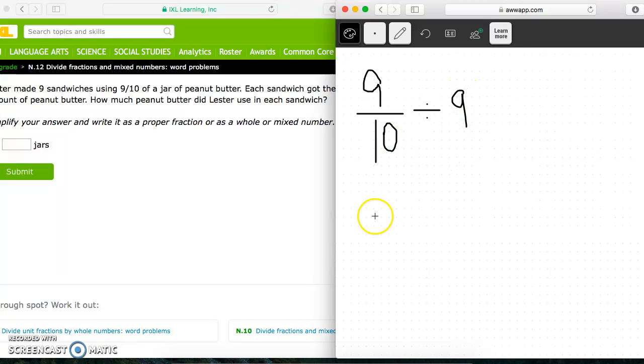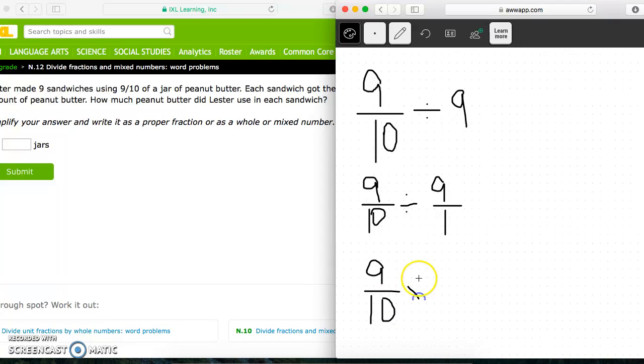Now I'm going to rewrite this first as a division problem using two fractions. So I'm going to rewrite 9, a whole number, as a fraction, 9 over 1. And then I'm going to rewrite it as a multiplication problem so that I'm multiplying by the reciprocal. 9/10 times 1 over 9. And I'm just going to multiply. 9 times 1 is 9. 10 times 9 is 90.